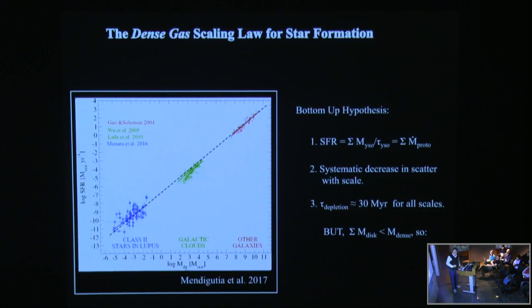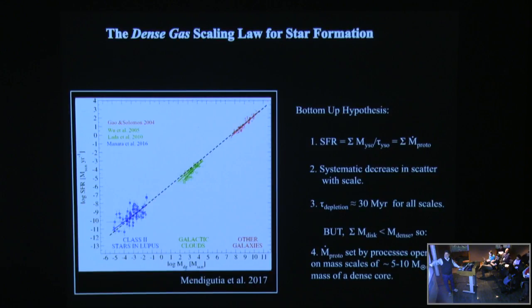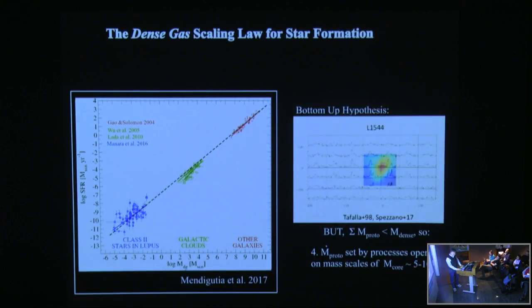So the only way a bottom-up idea like this would work, it seems to me, would be if the accretion rates of protostars, which dominate the accretion rates of all stellar objects inside a molecular cloud, are set by processes acting on scales that encompass masses of order 5 to 10 solar masses. Then this would all work out as a nice single explanation of how the star formation rate varies with density on all scales.